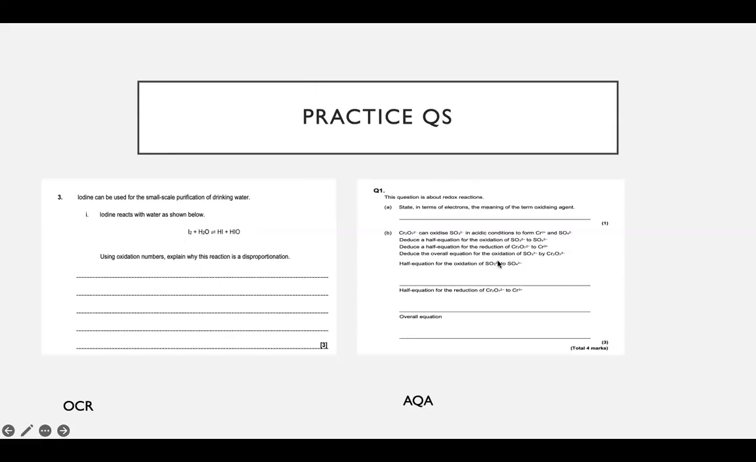Next one, let's look at AQA now. Term: oxidizing agent. Remember, I said it's quite confusing. An oxidizing agent is a species that is reduced, and in doing so, oxidizes something else. So by being reduced, it's gained electrons. And then the half equations, I'm going to show you on the next page when we look at the mark schemes, but essentially balance the species like chromium and sulfur, balance the oxygens with water, balance the protons, balance the electrons, and then combine by simultaneous equation methods.